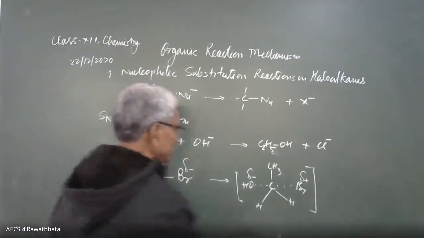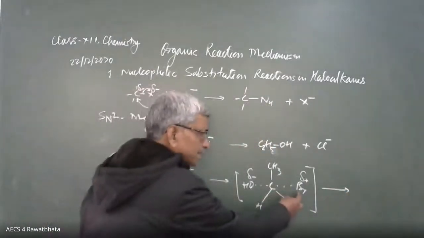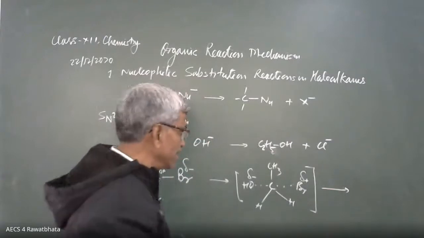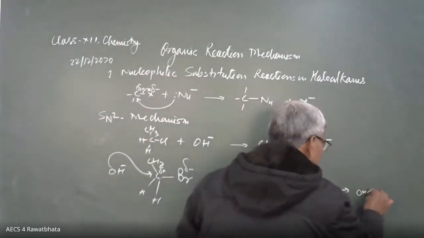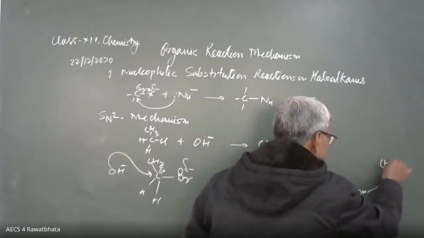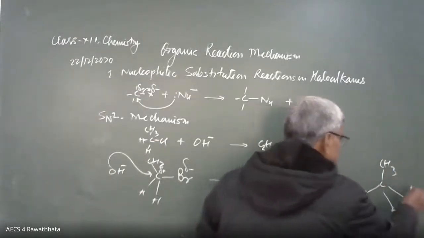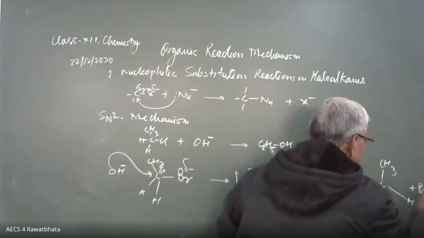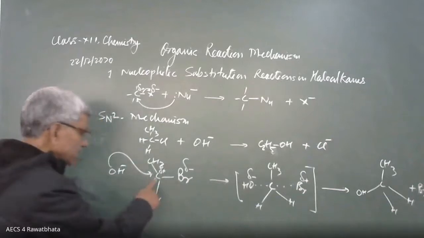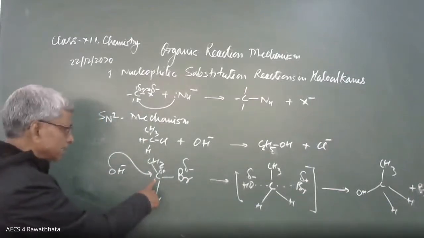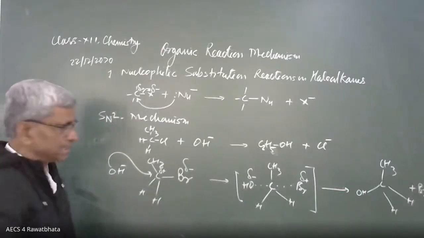Okay. So this is unstable and going to break. This Br comes out in the form of bromide ion and forms this compound: OH here, carbon, here is CH3, and here is hydrogen, here is hydrogen, plus Br minus. Okay? So this is the 1 degree having less steric hindrance at this carbon, and in this way inversion takes place.